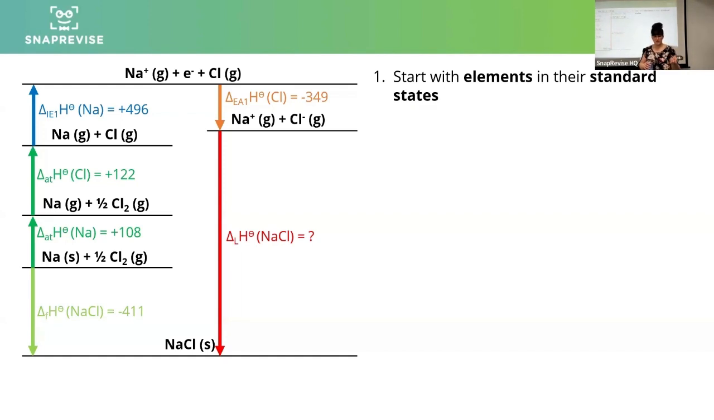So here we've suggested you start with elements in their standard states. Personally, I actually prefer to start at the bottom with the ionic solid, because that's usually where the ionic solid lives, at the bottom of the Hess cycle. So it's completely up to you what you would prefer to do.